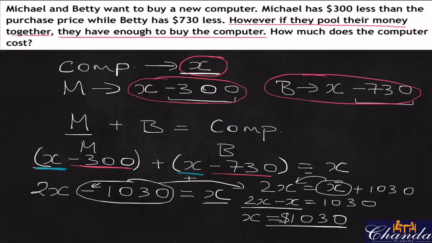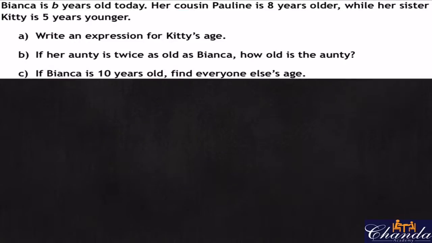Now let's move on to the next question. Alright, so we have Bianca is B years old today. Her cousin Pauline is 8 years older, while her sister Kitty is 5 years younger. Write an expression for Kitty's age.